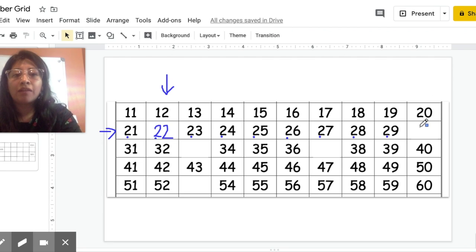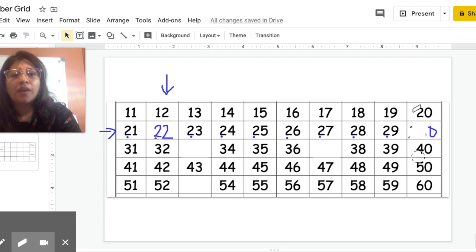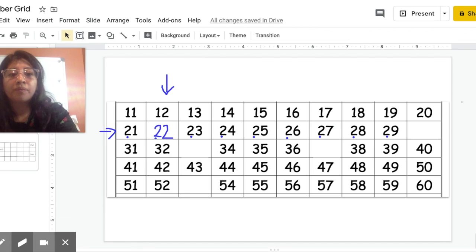But when I get here, after 29, what number do I say? Do I say 2930? Well, I do, but do I write it like this? No, right? I don't write it like that. So when I get to the end of my column, I have to think, and I have to say, okay, after 29 is what number? Oh, it's 30. And this is how I write 30. It still follows the rule for columns.